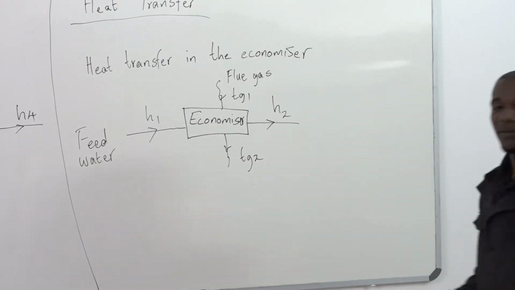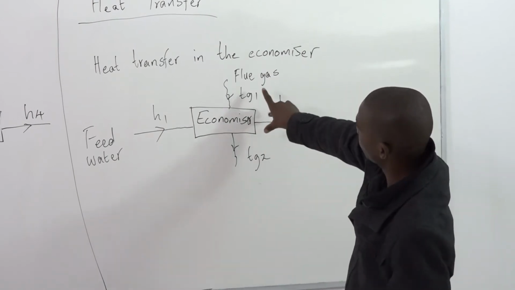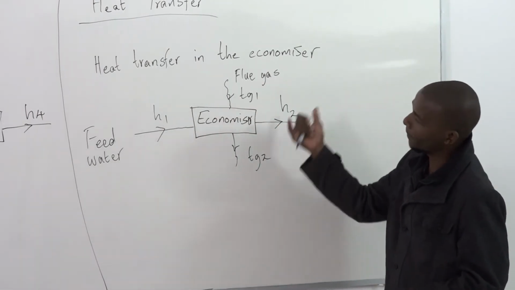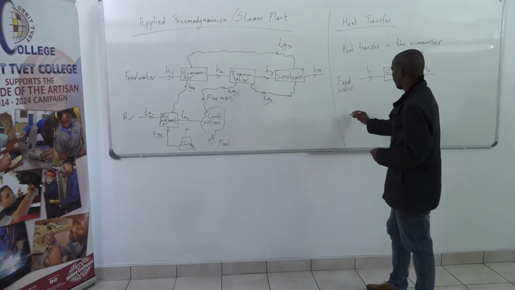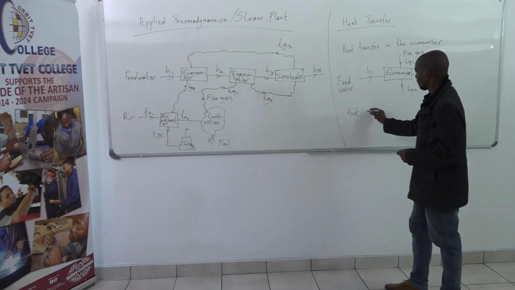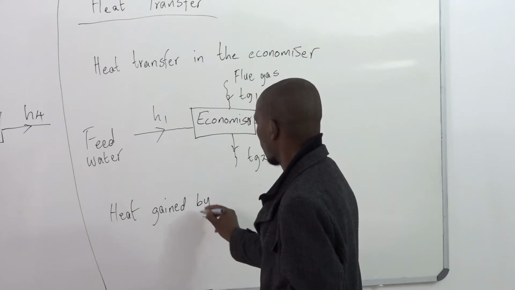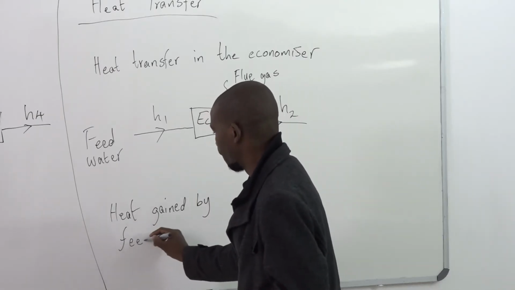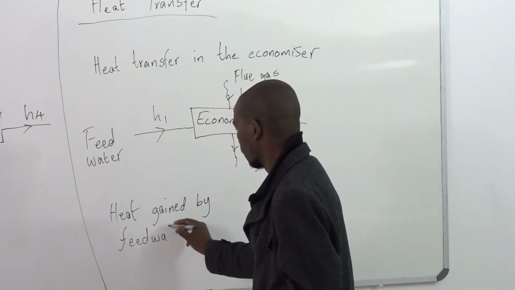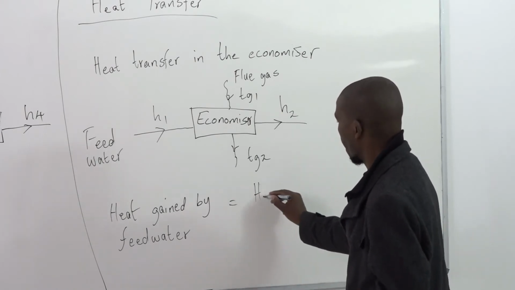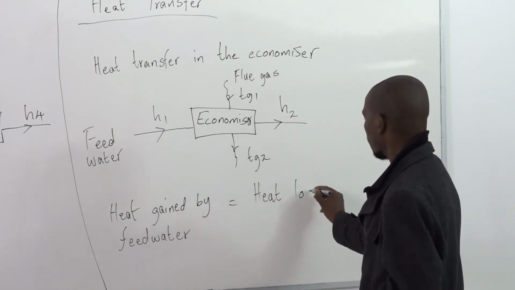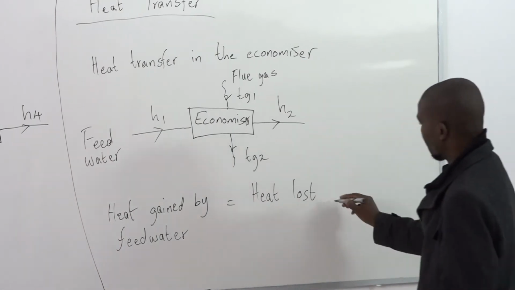From the law of conservation of energy, the heat lost by the flue gases inside the economizer is equal to the heat gained by the feed water inside the economizer. Then, heat gained by feed water is equal to the heat lost by the flue gas.